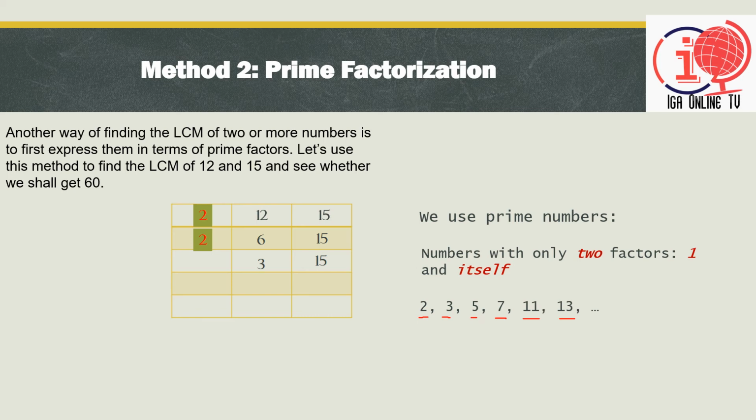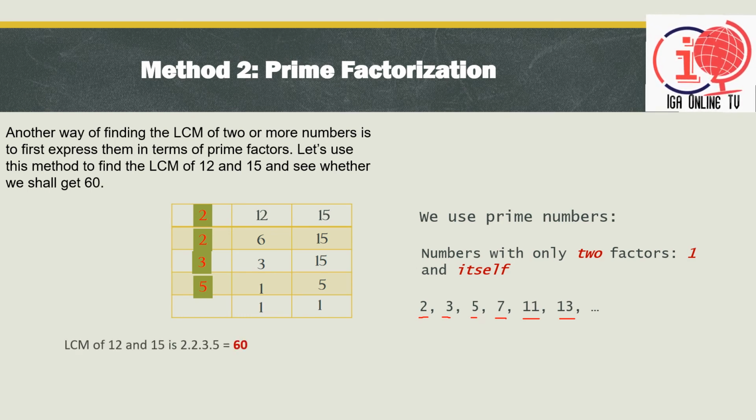We are going to use 3 instead of 2. When you put 3, 3 divided by 3 is 1, and 15 divided by 3 is 5. And then you go to 5. You bring down 1, and then 5 divided by 5 is 1.